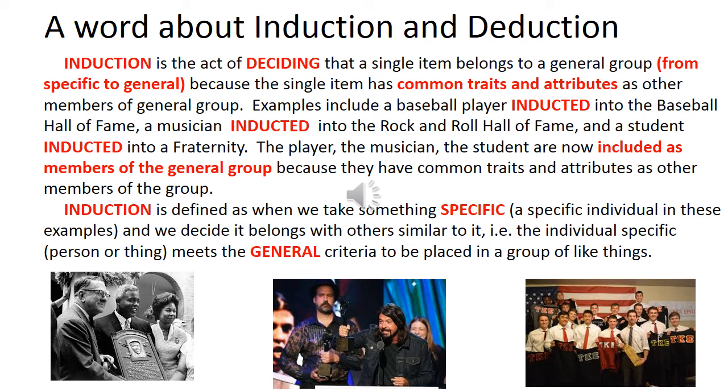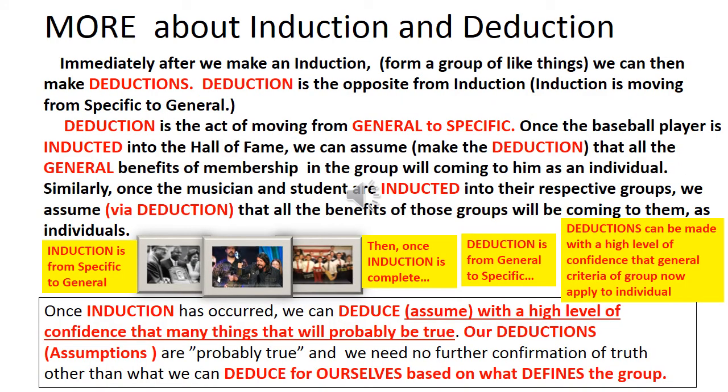So that is the process of induction, when we take something specific and assign it specific qualities that are associated with a particular group. It's important to understand the sequence of induction to deduction. When you decide an individual item belongs to a group, that's the process of induction. You're assigning some general principles and definitions to an individual. You're going from specific to general, making an individual part of a group.